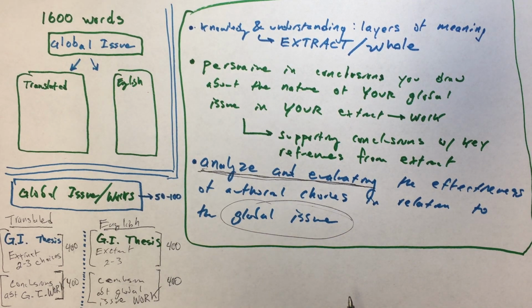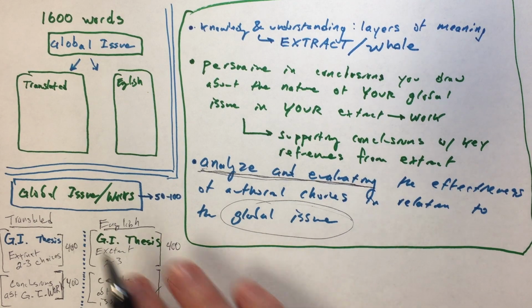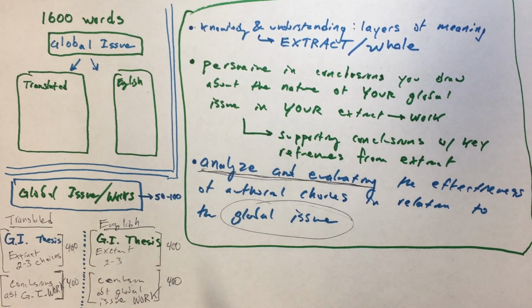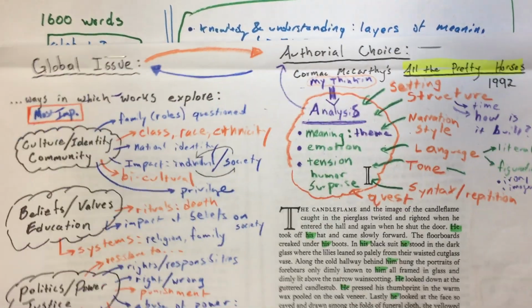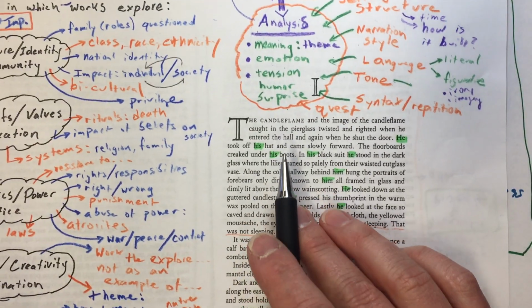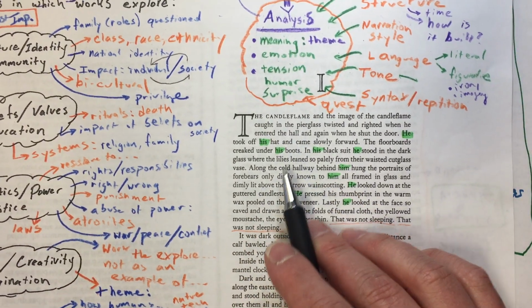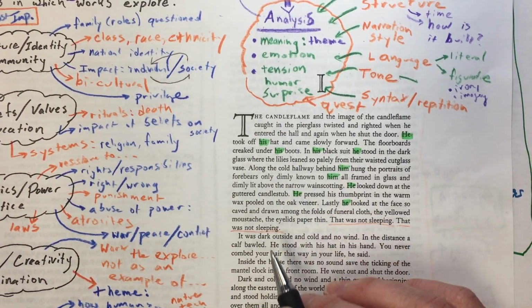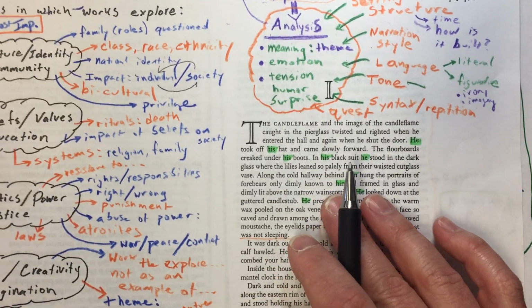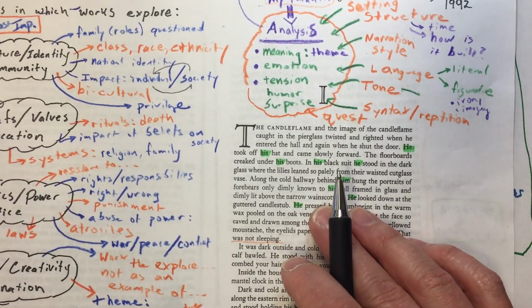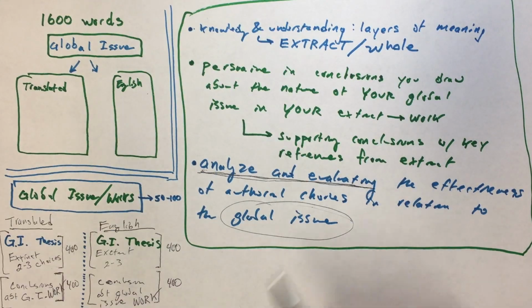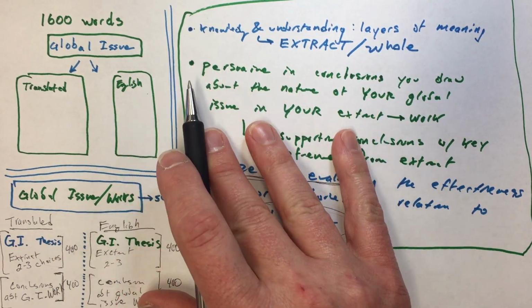I think that is everything that I wanted to cover in this video. In the next video, I'm going to go back. Now that I know that this is what I'm doing, I'm going to go back into my extract from All the Pretty Horses, and I'm going to talk about the global issue that I'm actually going to use in relation to this text.